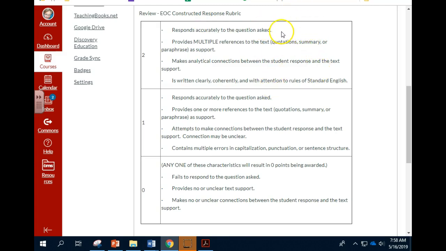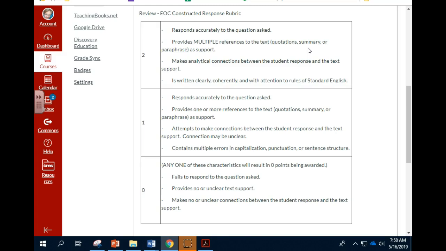So let's look at what it says. Responds accurately to the question. That just means pay attention to what the question says and make sure that you stay focused on that question throughout your answer. Then, provides multiple references to the text. I would say at least 2 quotations along with other references to the text as well.